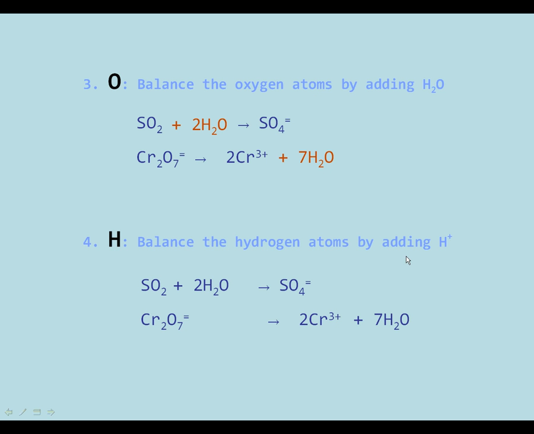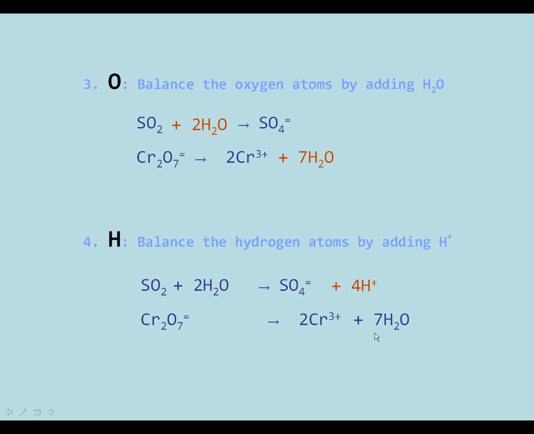Balance hydrogen, H, by adding H+. So the H part of the ROHE method is to balance hydrogen atoms by adding H+. Now, in the first half equation, we just added 2 water molecules to the left, and this has now brought 4 hydrogens, 2 lots of 2, 4 hydrogens on the left. There are no hydrogens on the right. So to balance the hydrogens, we can only add hydrogen ions. So on the right-hand side of this equation, we'll have to add 4 hydrogen ions.